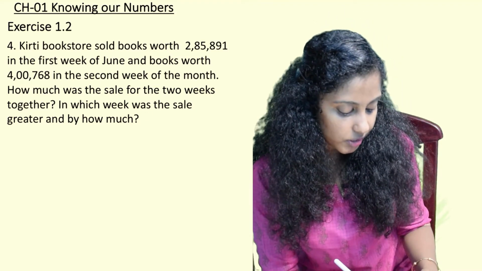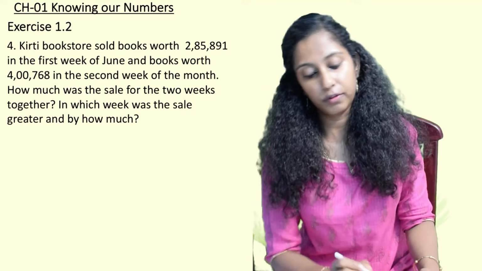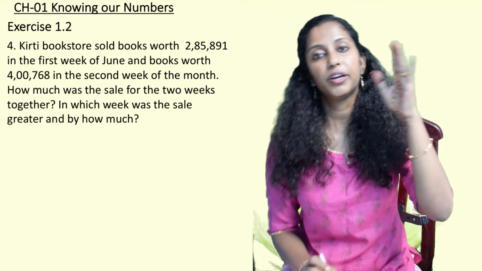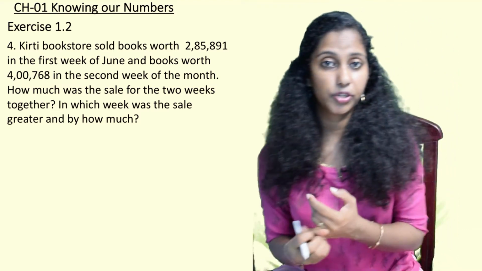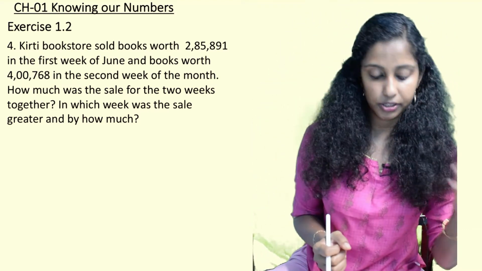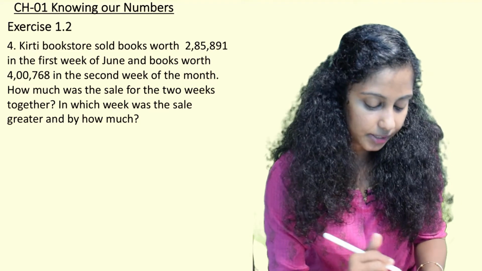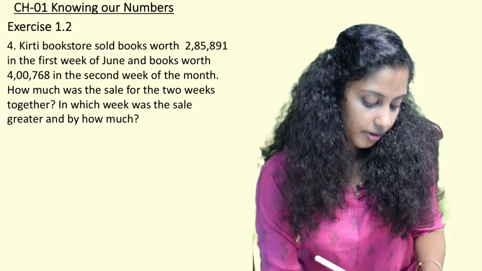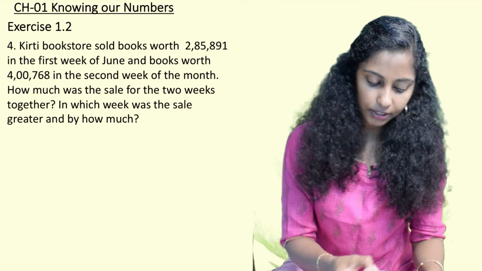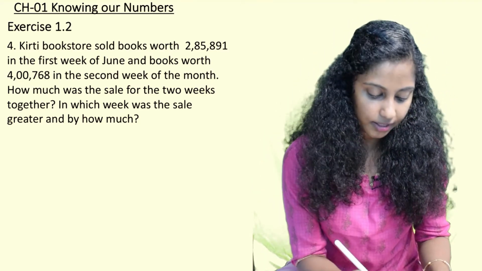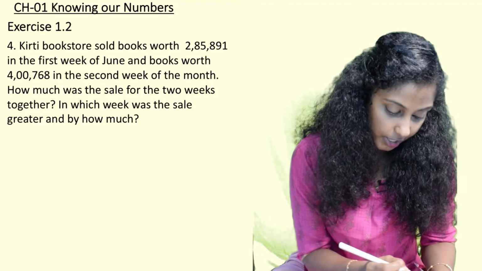In which week was the sale greater and by how much? Here we can see where one number is bigger than the other number. So we have to find out which one was greater. So we have to find out the difference. That is, we have to find out by doing subtraction. So here very firstly, first week of June and second week of the month means they are talking about the same month, June. This again has got to do with grammar.